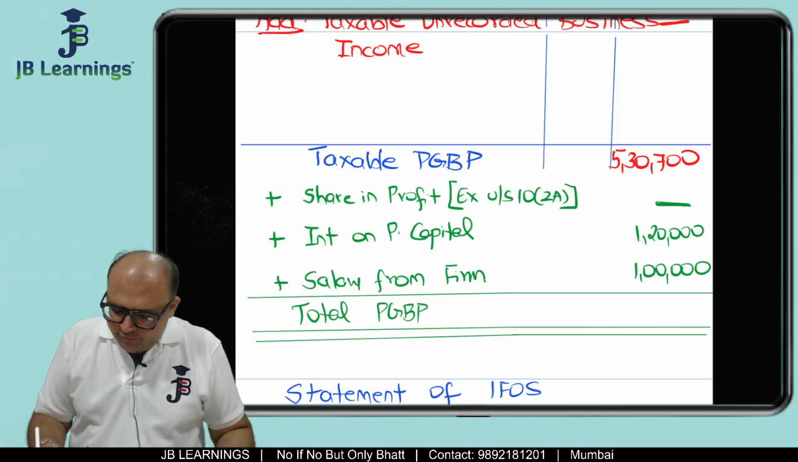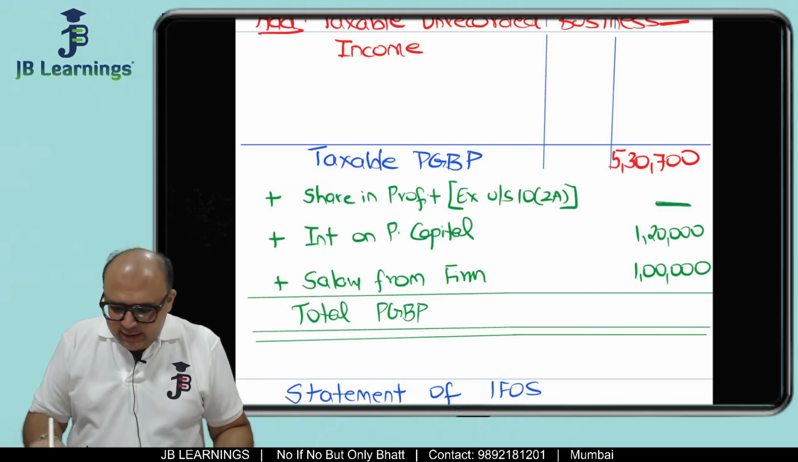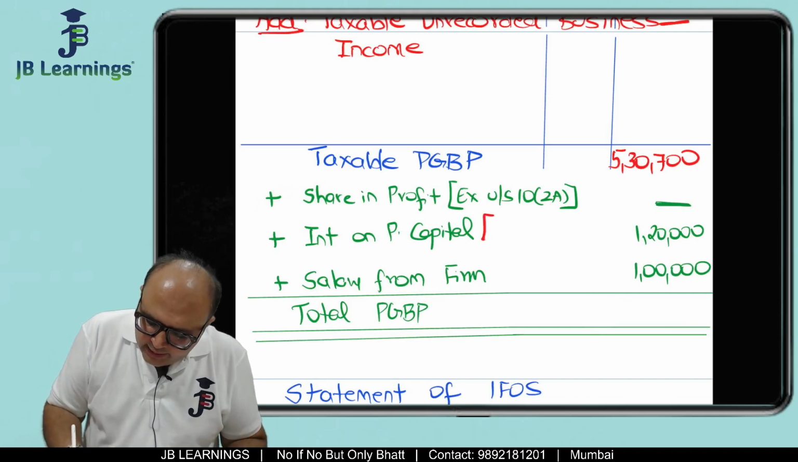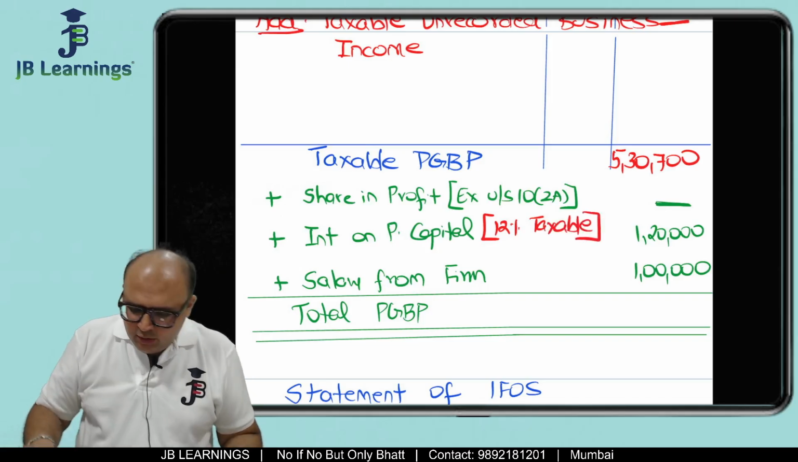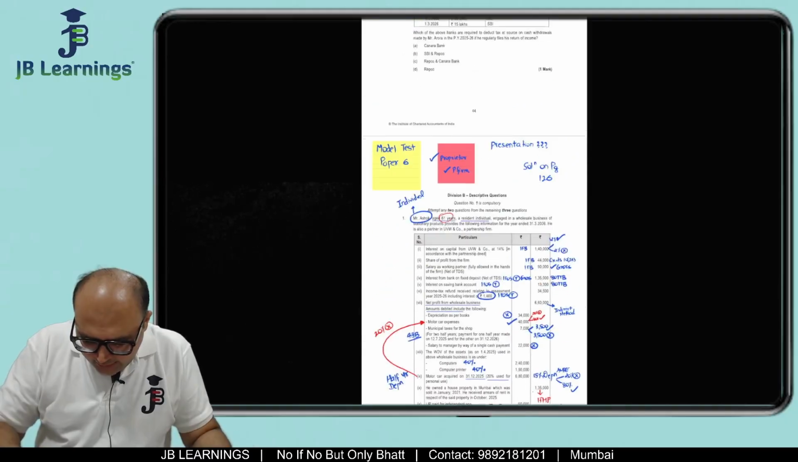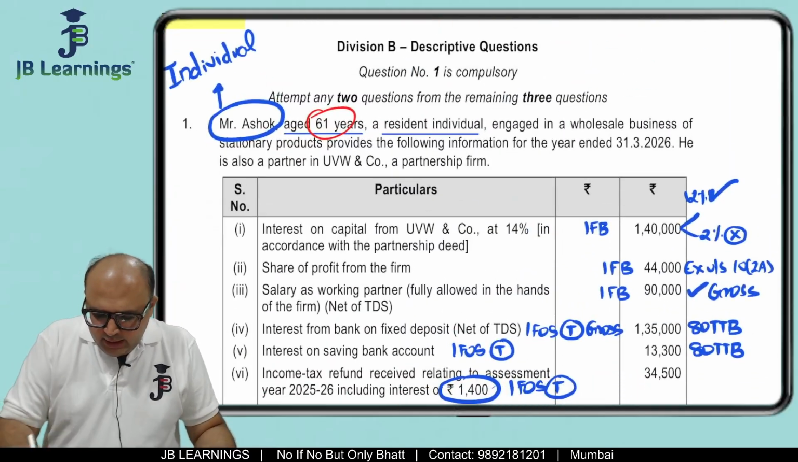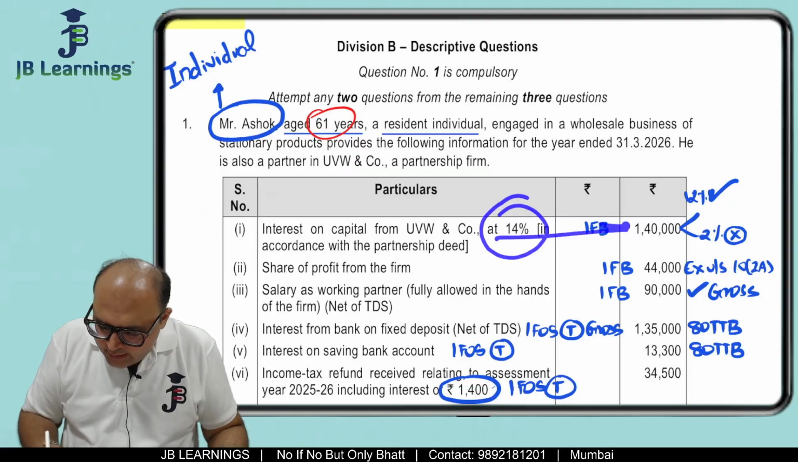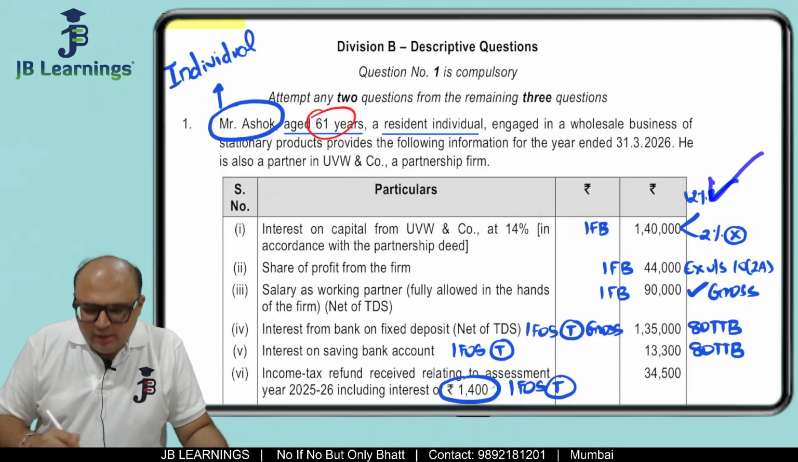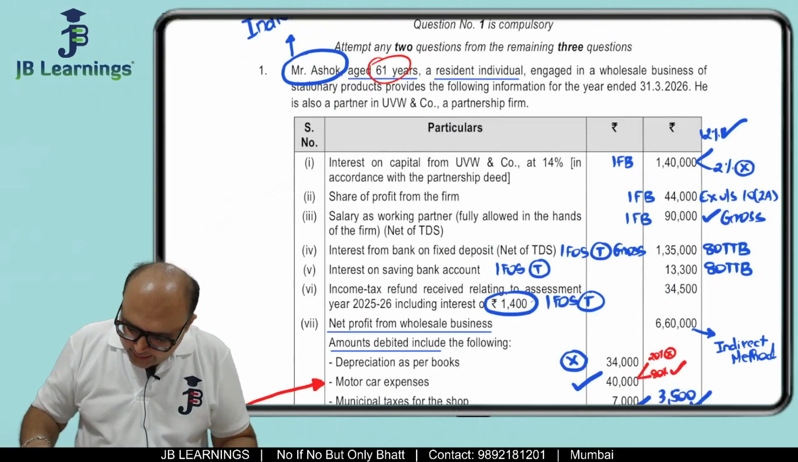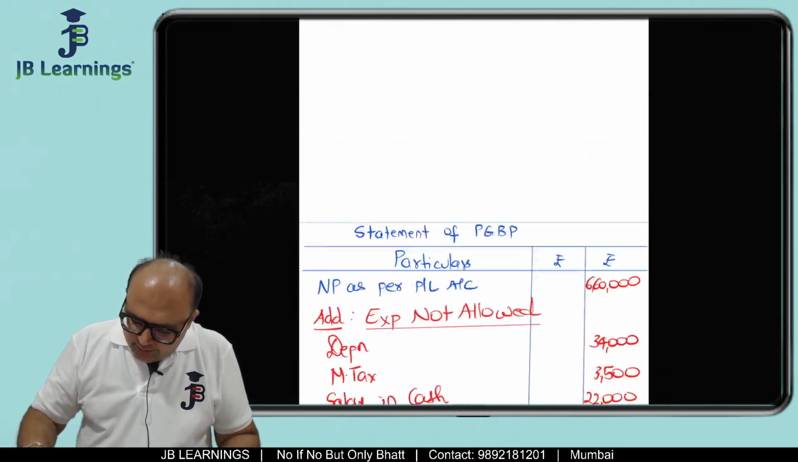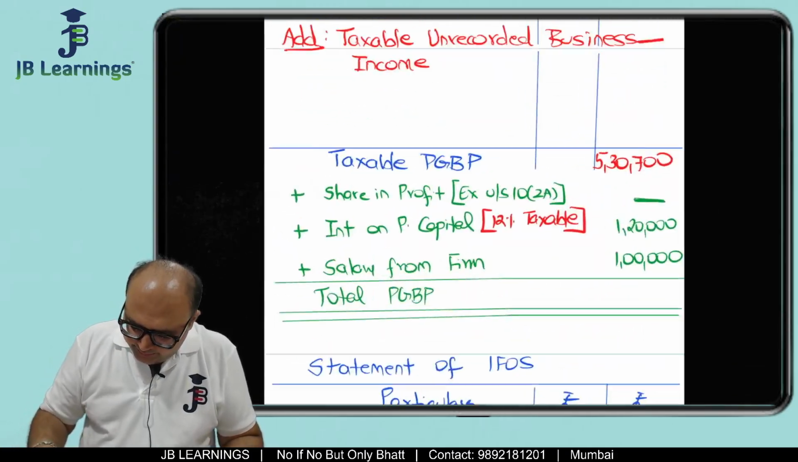Now, share in profit is exempt. Interest on capital, only 12% amount would be taxable in the hands of the partner, because the total amount, if you see, was 1,40,000. 1,40,000 is 14%. So 12% would be how much? It would be 1,20,000. So 1,20,000 I have written over here.